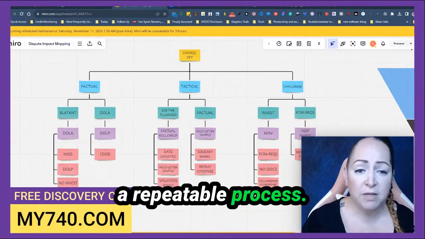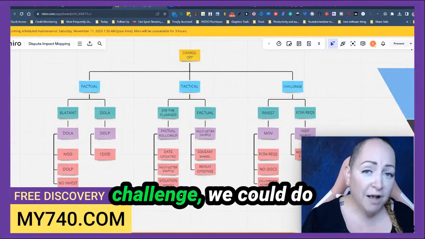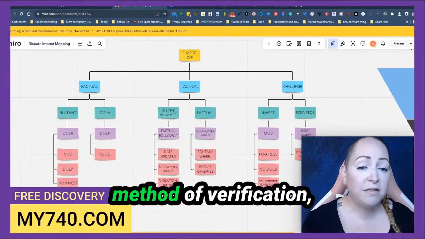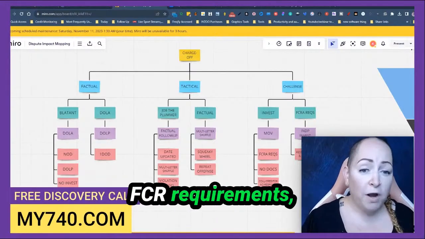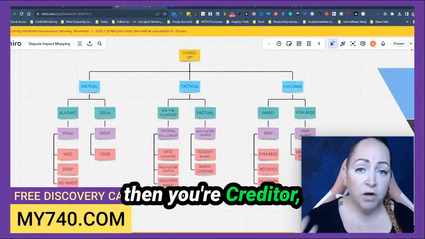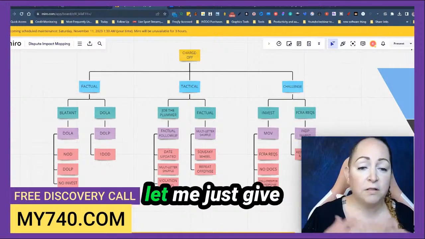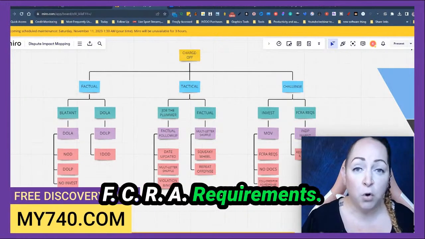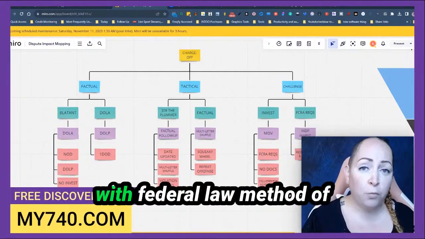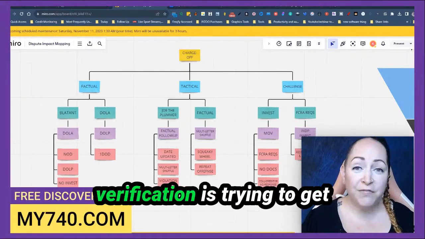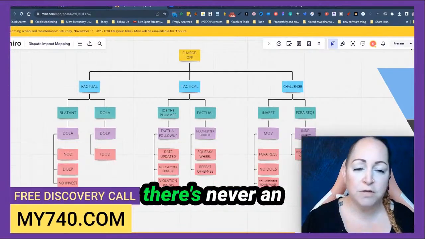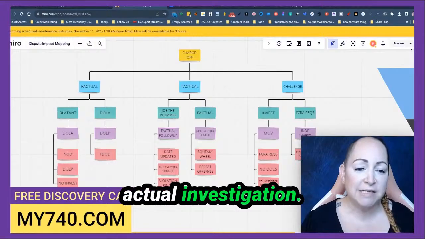So when you go after a challenge, we could do something like investigation request, which goes to method of verification, FCRA requirements, no documentation to prove the account, and then creditor collector no response. Let me just give you an example. FCRA requirements, that's going to be their failure to comply with federal law. Method of verification is trying to get how they actually verified. There's never an actual investigation.